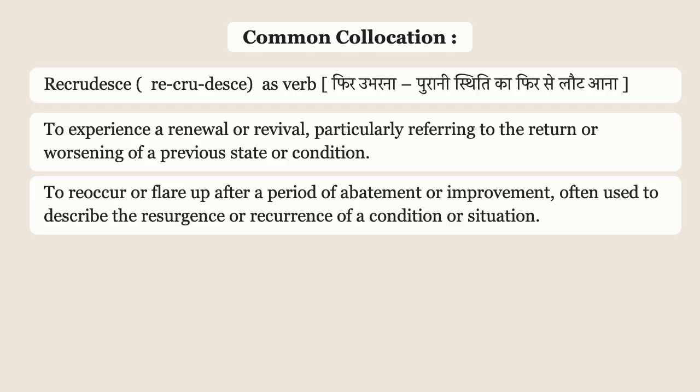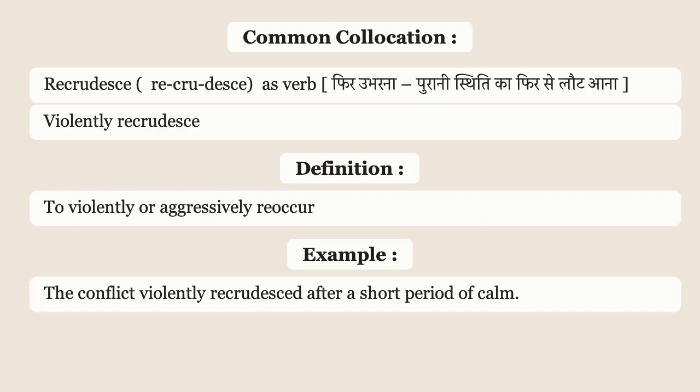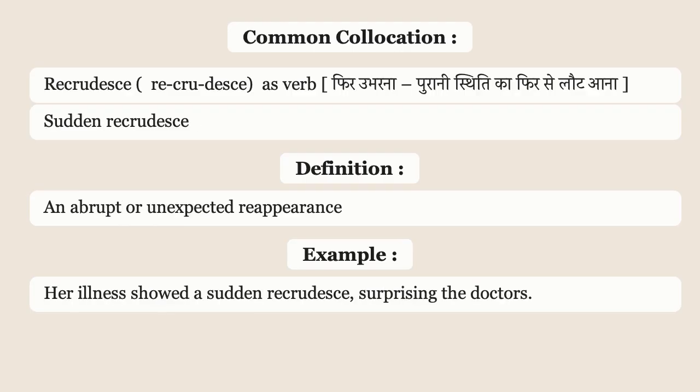Collocation of Recrudesce. Violently recrudesce. Definition: to violently or aggressively reoccur. Examples: the conflict violently recrudesced after a short period of calm. Sudden recrudesce. Definition: an abrupt or unexpected reappearance. Examples: her illness showed a sudden recrudesce, surprising the doctors.